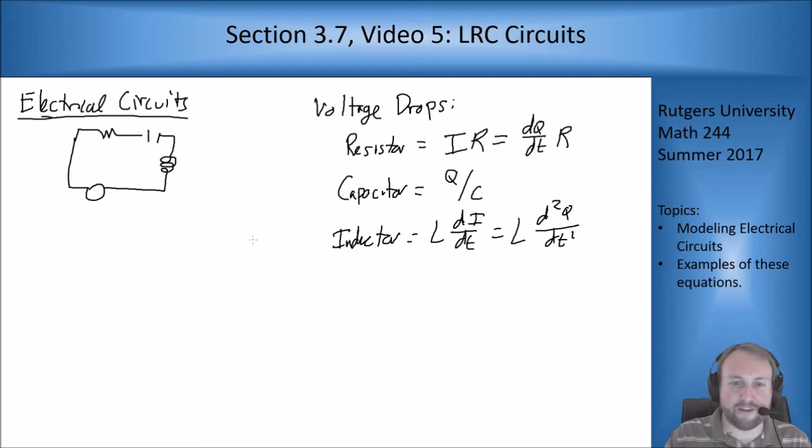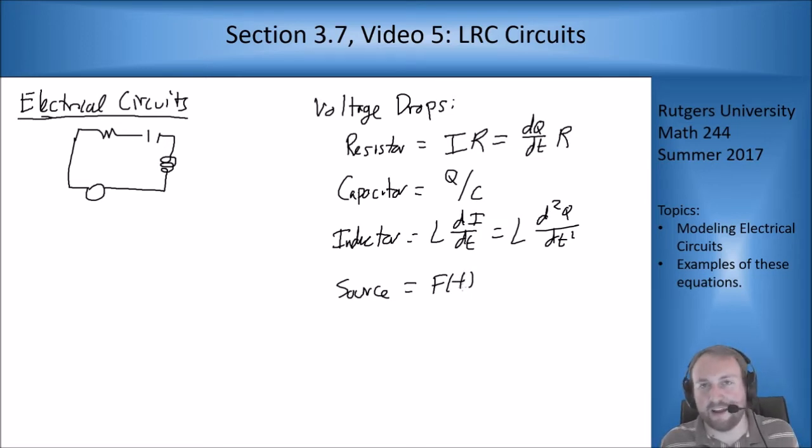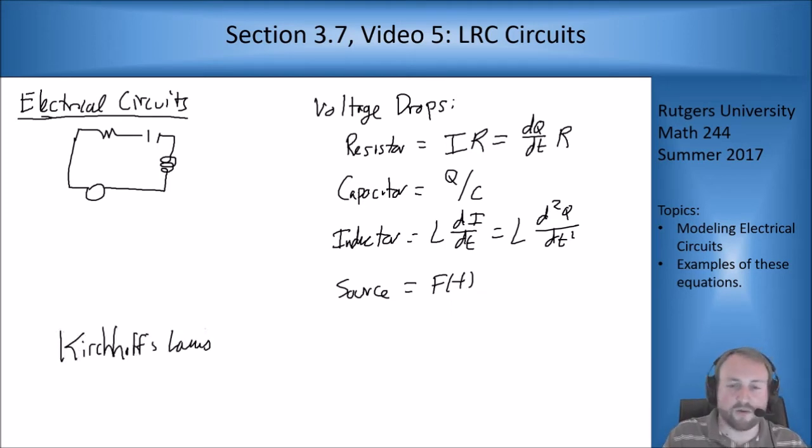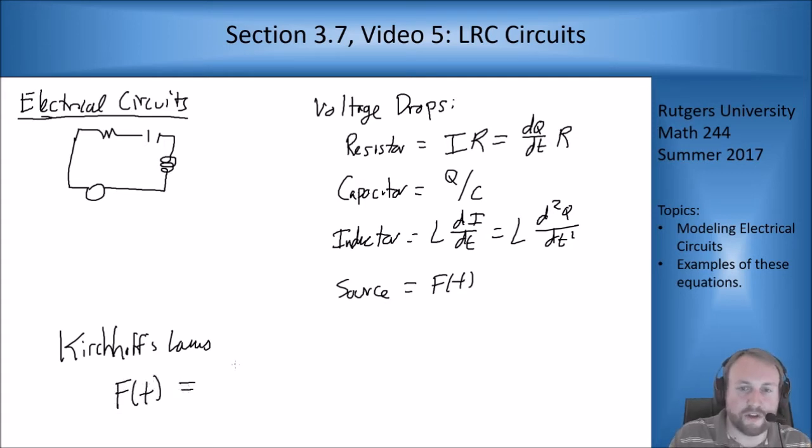Now we have the battery or the source, which is some f of t. It could be constant, it could be an AC circuit, anything like that. Then what does Kirchhoff's law tell us? It tells us that the voltage drop around the whole circuit has to be zero, which means the source has to be the same as all the other components. So f of t, the source, has to be equal to the drop across the inductor plus the drop across the resistor plus the drop across the capacitor.